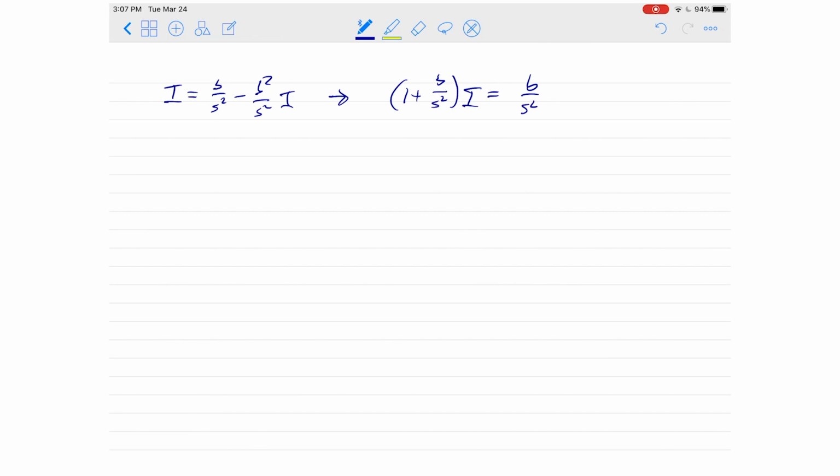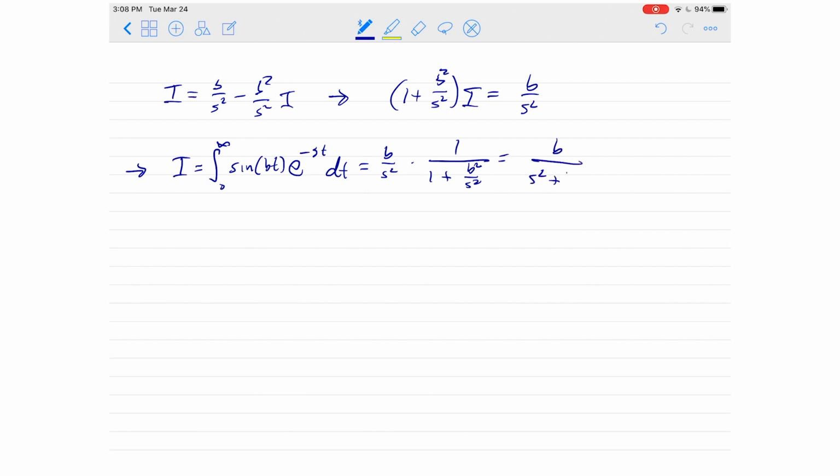Okay, now what do we get? Well, I can go ahead and divide by 1 plus b squared over s squared, and that'll give me I. So this tells me that I, which is actually equal to the integral from 0 to infinity of sine of bt e to the minus st dt, is equal to b over s squared times 1 over 1 plus b squared over s squared. And now if I multiply numerators and denominators, I get b over s squared plus b squared. And that, my friends, is the Laplace transform of sine of bt evaluated at s. And so that's what we got.